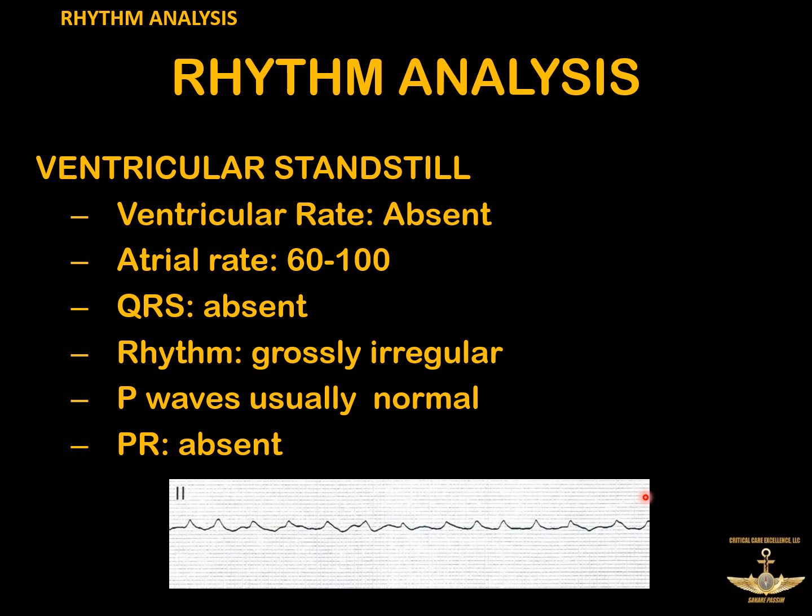So you can see everything is pretty much absent except for the P waves. You can't measure a PR interval because there's nothing to measure it against. There's no R to measure the P against. But otherwise, the atrial function looks pretty good. Also, this doesn't last very long, and if you're looking at this too long without doing CPR, you're doing something wrong.